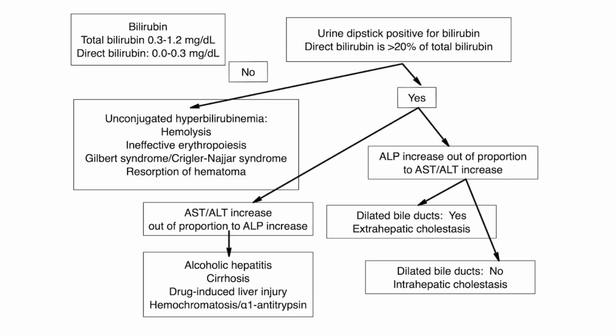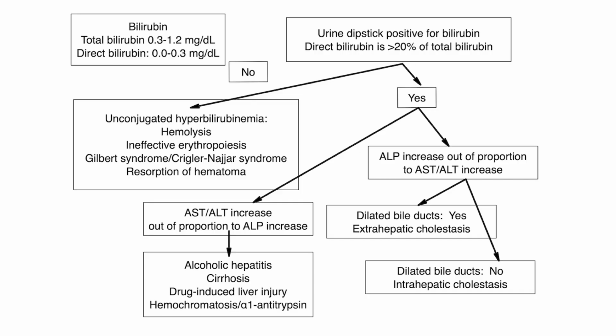So if the urine dipstick has it, then what you'd want to do is look at whether the ALP increase is out of proportion to the AST-ALT increase, or whether the AST-ALT increase is out of proportion to the ALP. If it's the ALP, then there's a good chance it's something involving the bile duct system.